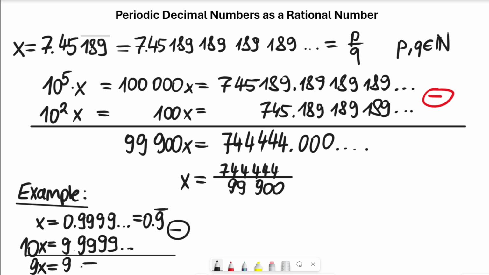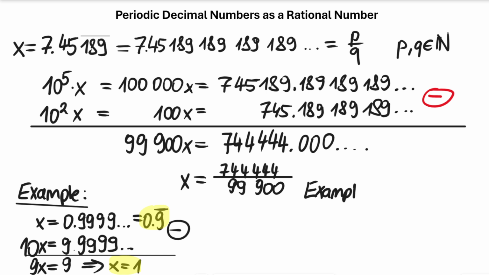So what does it mean? The x is equal to 1. So 0.9 periodic means x is equal to 1. It is the same as 1. Special case. So another example. What about 0.3 periodic?